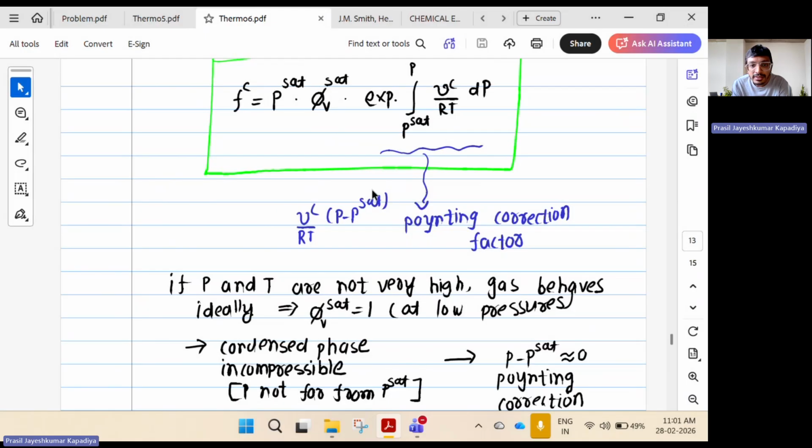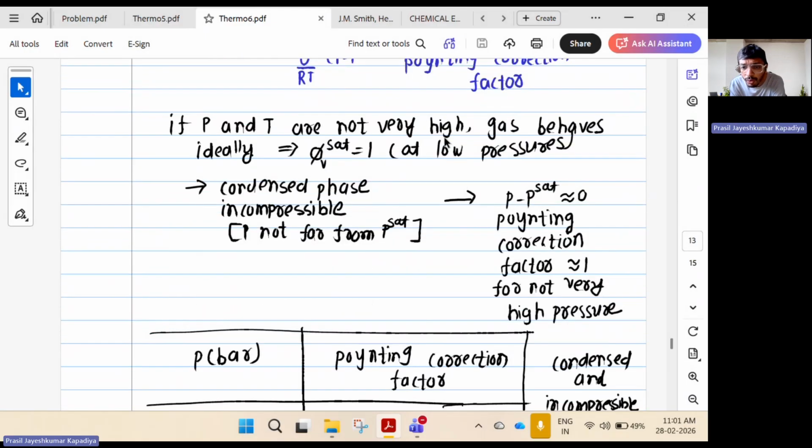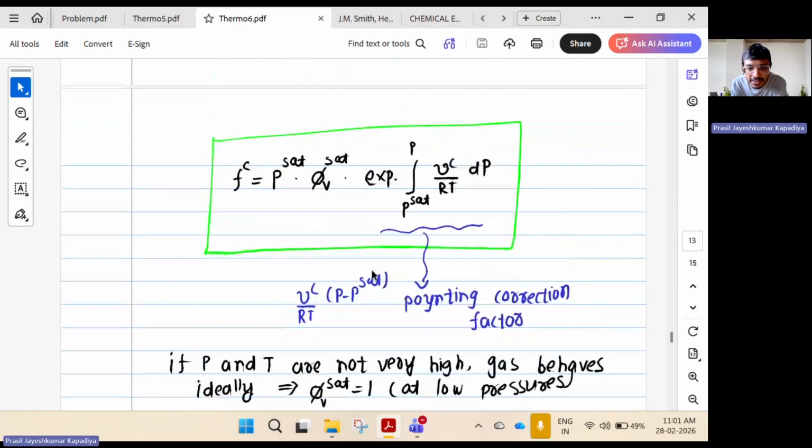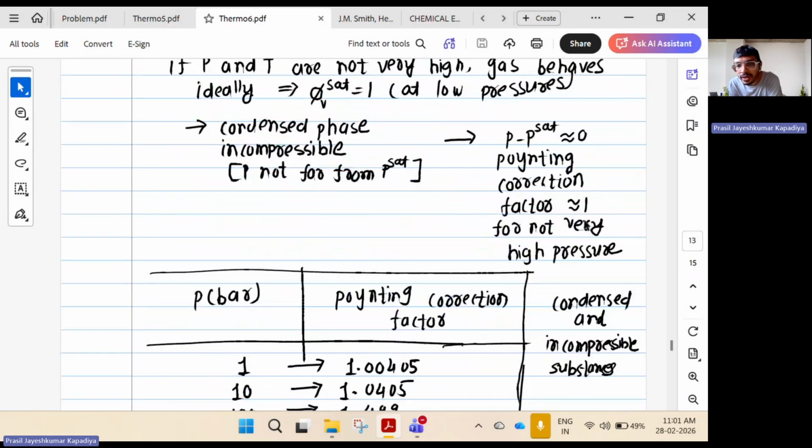For condensed phase where pressure is not very far from P_set, we can say that P minus P_set is approximately 0. We are dealing in condensed phase, but that condensed phase is not very far from P_set. So we can say that P minus P_set is approximately equal to 0. If this term is 0, then exponent of 0 will be equal to 1. So Poynting correction factor will be equal to 1, and this is for not very high pressures.